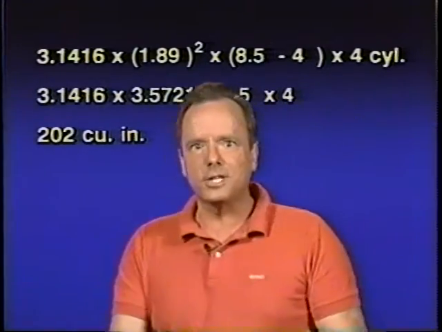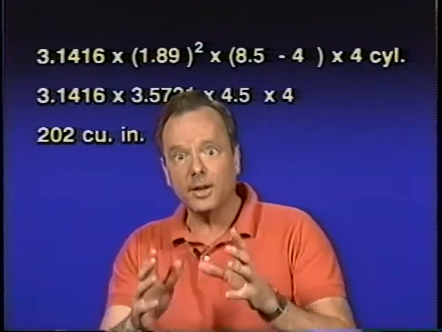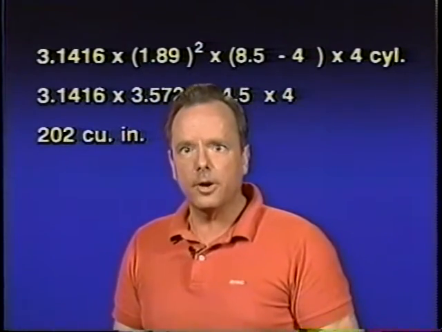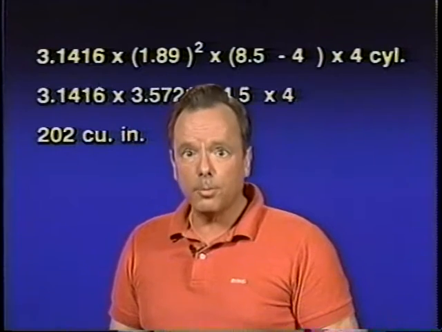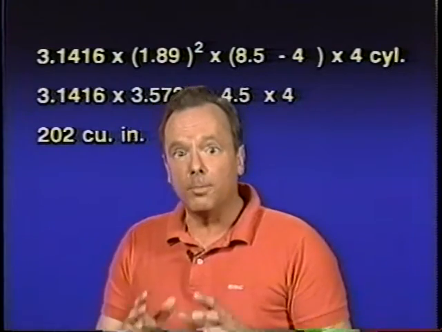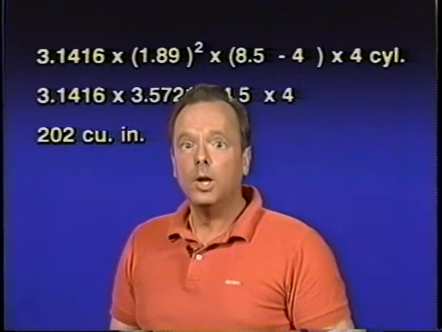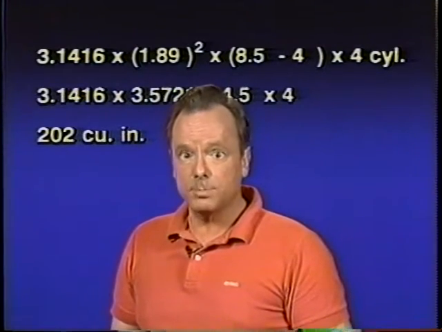Let's you and I figure out the displacement of a 4-cylinder engine. They're going to give you a question that goes like this. Let's take a look at it word for word. They say a 4-cylinder aircraft engine has a cylinder bore of 3.78 inches, and the cylinder is 8.5 inches deep. Now, with the piston on bottom center, the top of the piston measures 4 inches from the top of the cylinder. What is the approximate piston displacement of this engine?